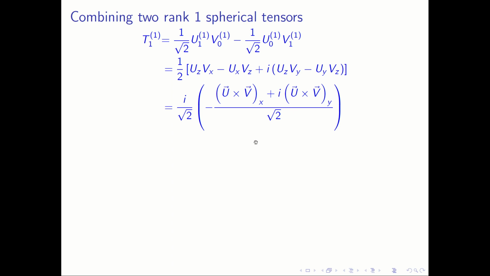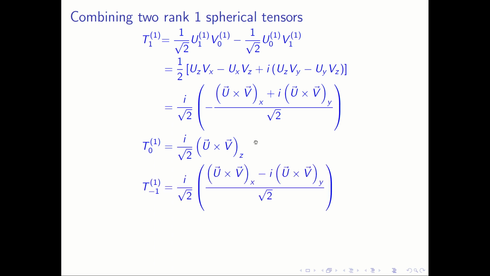And this is not an accident. In fact, it's not a one-off case. For T1 0, you get exactly the same thing. For T1 minus 1, you get i by root 2 times u cross v x component minus i times u cross v y component by root 2. This, of course, is an algebra which you should carry out yourselves, and which obviously says that there is a cross product of u cross v hiding here. This is nothing but a spherical version of the familiar cross product.